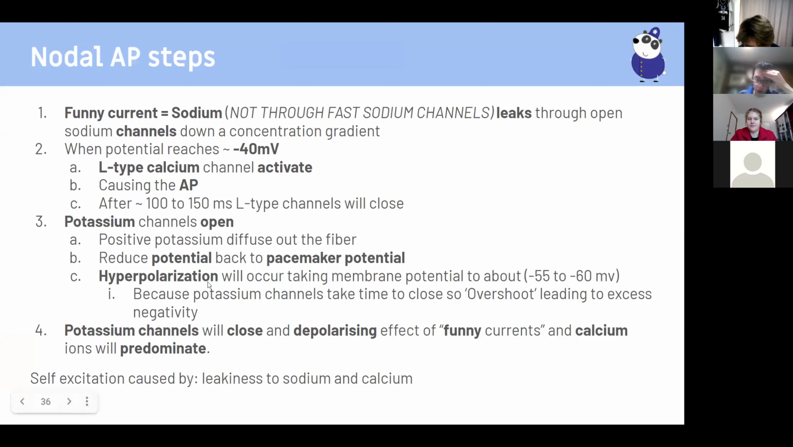And hyperpolarization, which is the overshooting of potassium going out, will lead to negativity because the cell will notice, okay, I've reached my resting membrane potential, but it takes time to close. So it overshoots a little bit just for that lag in closing. The potassium channel will eventually close, and then the depolarizing effects of funny currents and calcium ions will predominate. Funny currents are slow sodium diffusion. Self-excitation, therefore, is caused by the leakiness to sodium and calcium.